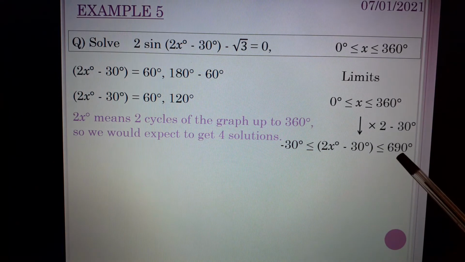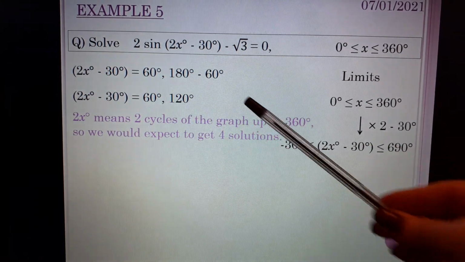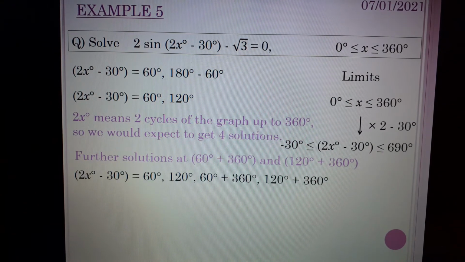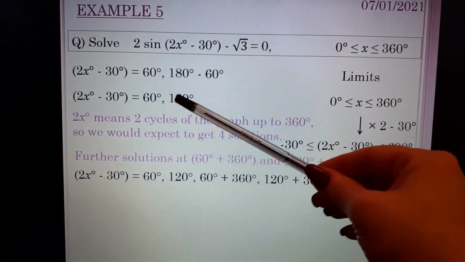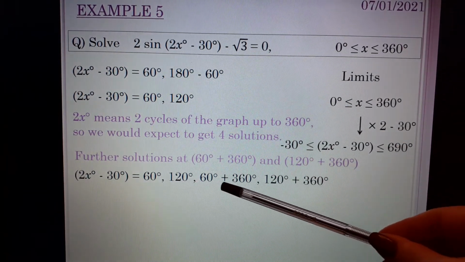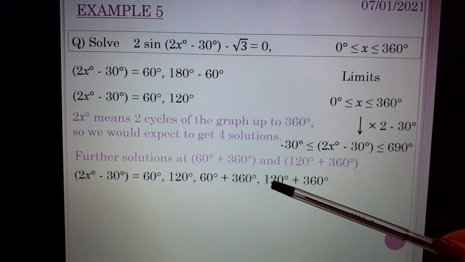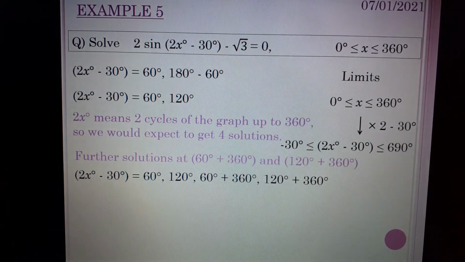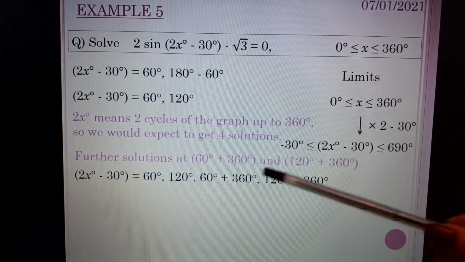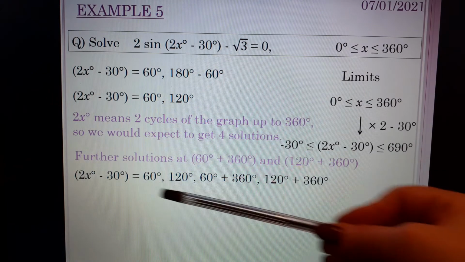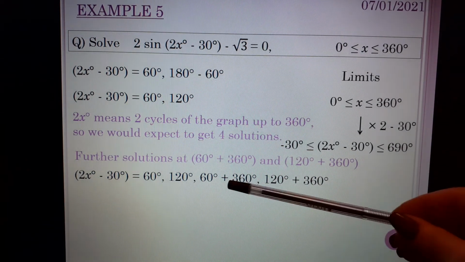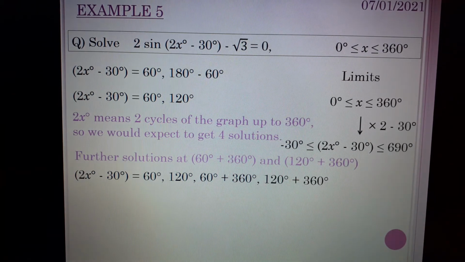But we've got to bring it up to 690, so we definitely want to add on a couple of 360s. So further solutions are going to be where we add on our 360s. So the next line is going to then be just to continue this line here, which is your 60 and your 120, and then your 60 plus your 360 and your 120 plus your 360. And again, if this wasn't just a 2x, but if it was a 3x, you would expect to have 6 cycles. If it was a 4x, you might have up to 8 answers, 8 solutions, okay? So you can just keep adding your 360s onto these if you think you haven't gone far enough.